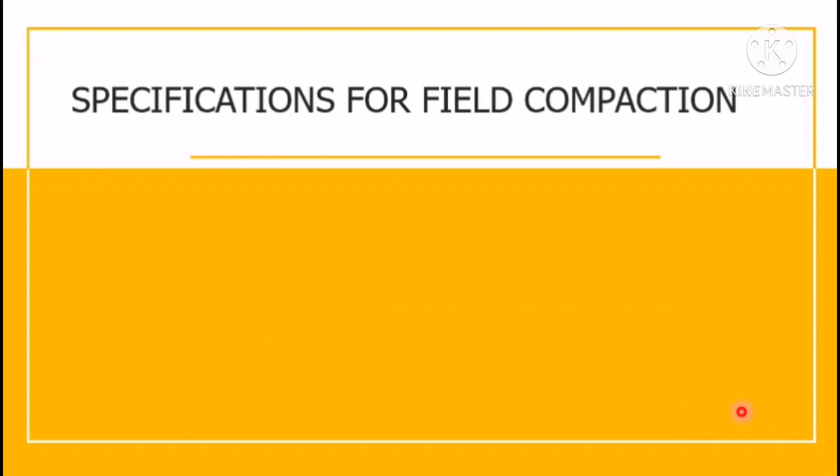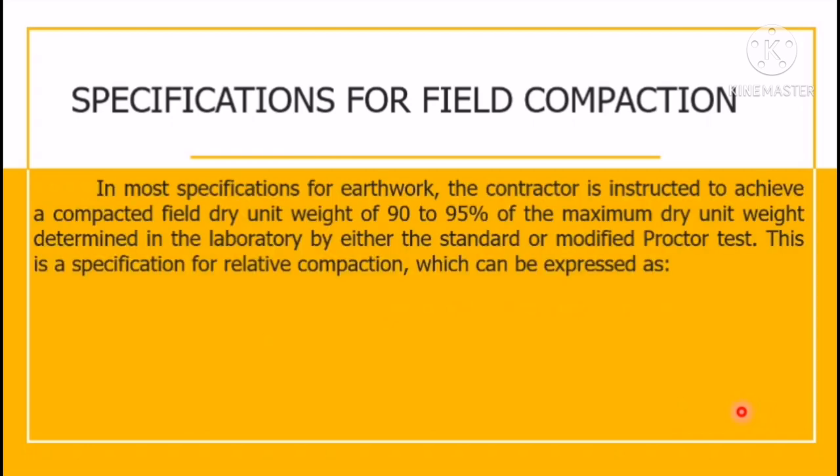So, specifications for field compaction. In most specifications for earthwork, the contractor is instructed to achieve a compacted field dry unit weight of 90 to 95% of the maximum dry unit weight determined in the laboratory by either the standard or modified Proctor test. This is a specification for relative compaction, which can be expressed as relative compaction or percent compaction is equal to the dry unit weight of the soil at the field over the maximum dry unit weight na kinuha natin sa lab multiplied by 100. So, para makuha natin yung 95% compaction, we have to determine the dry unit weight.